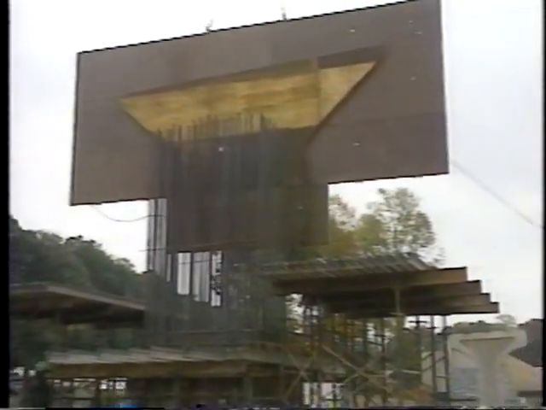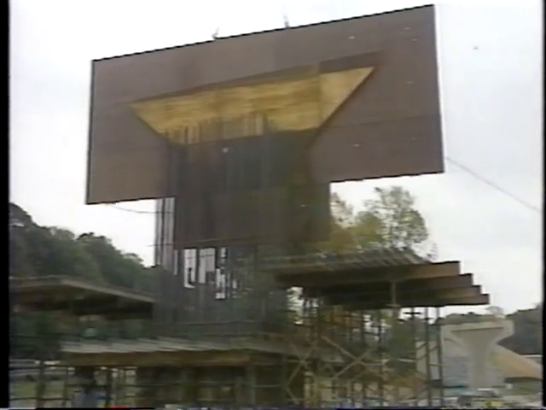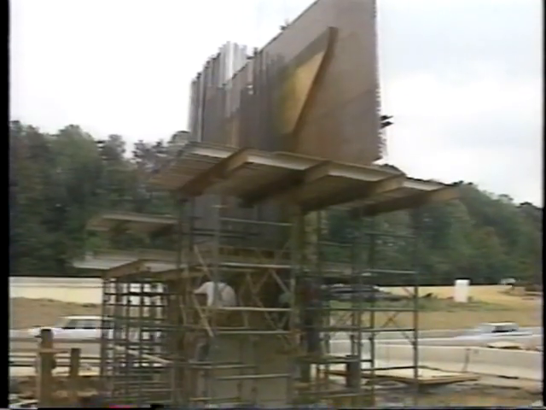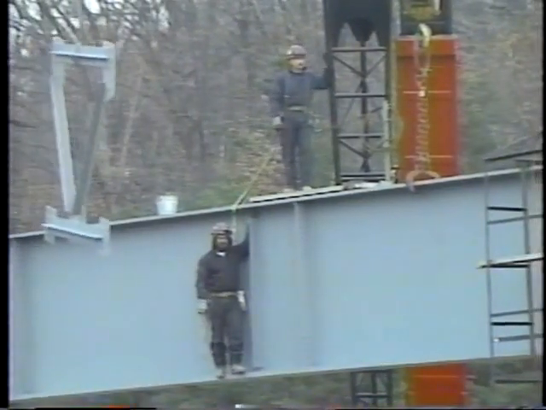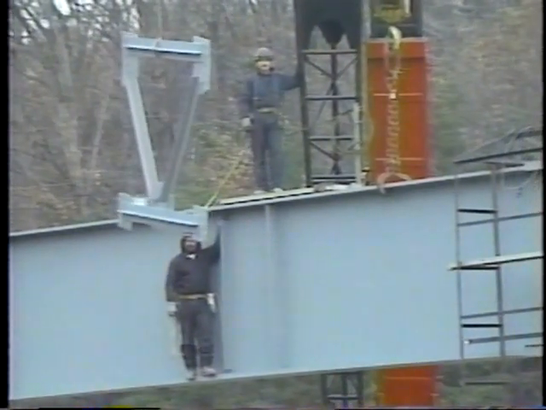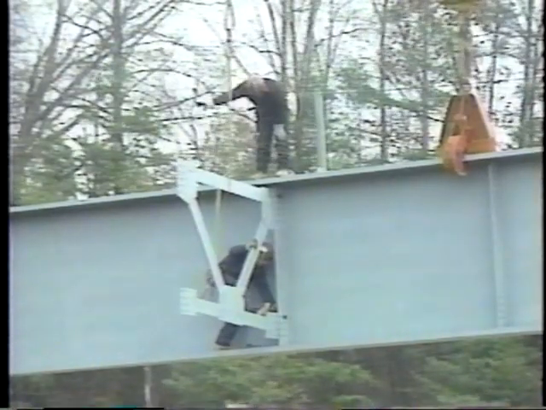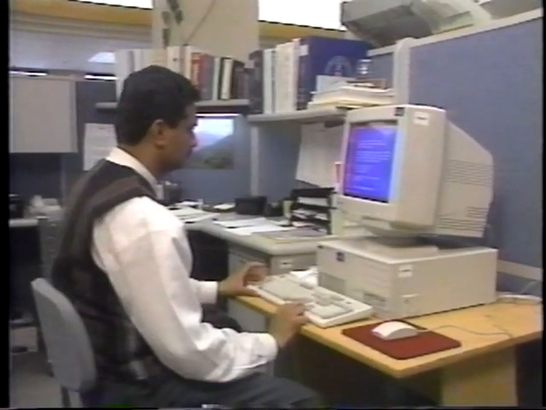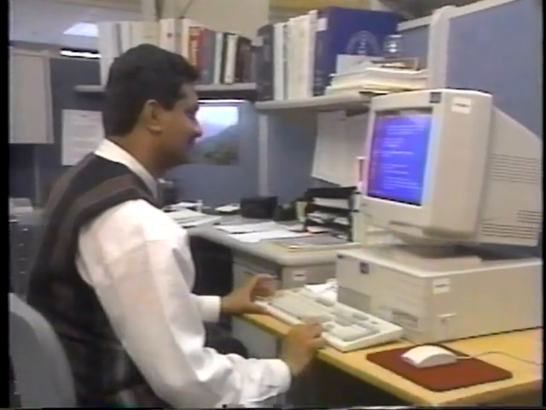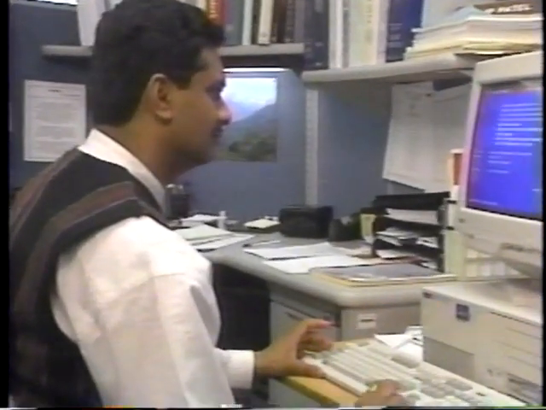Bent is the number of substructure abutments or pier locations. It is used for structure staking on major contracts. Span is the number of spans on a structure with a clear span of 6 meters or more. It is used on bridge repair contracts. Lump sum is used for special features on major or unique contracts.